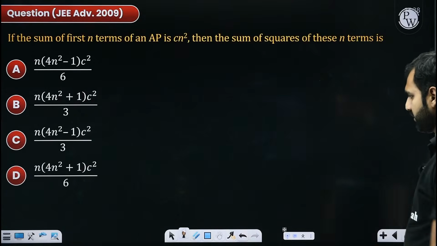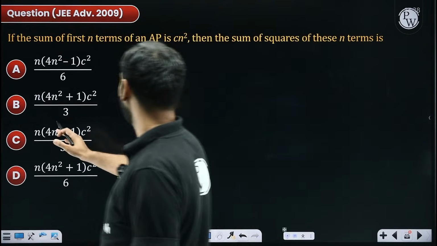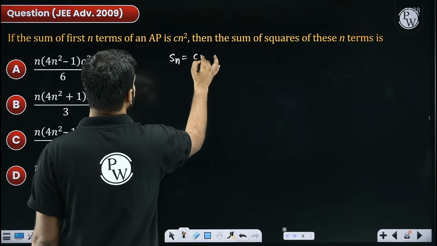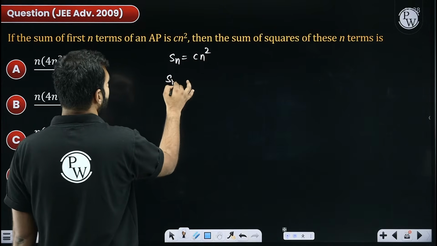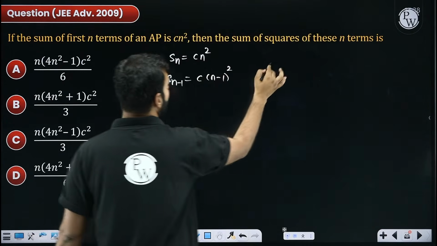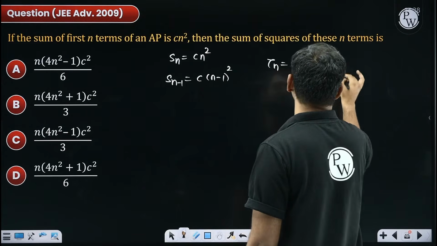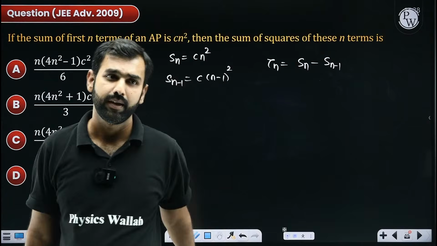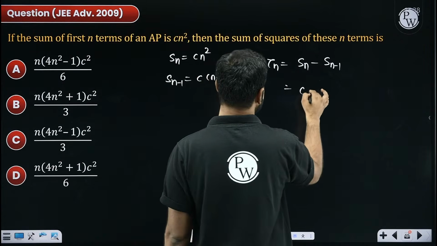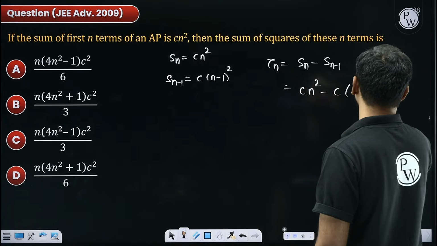Let's focus on this question asked by JEE Advanced in 2009. What does it say? It says the sum of first n terms of an AP is Cn square. So if the sum of first n terms of an AP is Cn square, the sum of first n minus 1 terms will be C times (n minus 1) whole square. So if I wish to find the nth term, I take the sum of n terms and subtract the sum of n minus 1 terms. Everybody getting that? So here, the nth term will be Cn square minus C times (n minus 1) square, that is (n square plus 1 minus 2n).